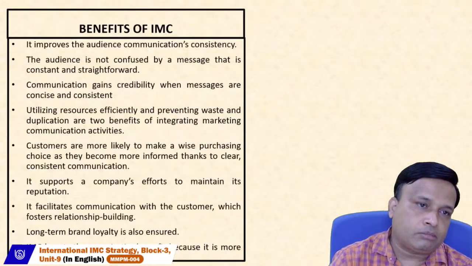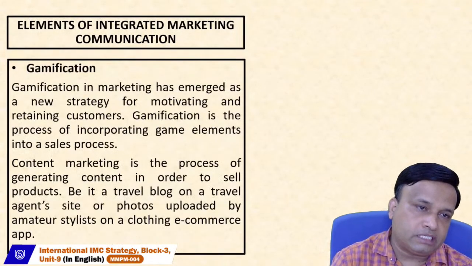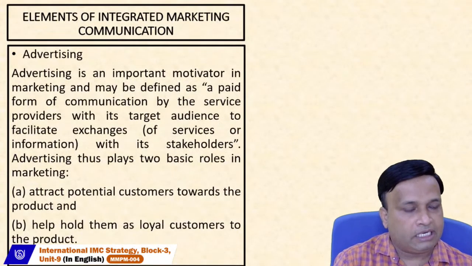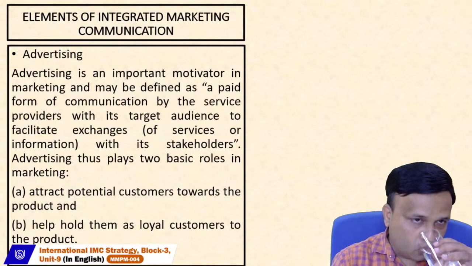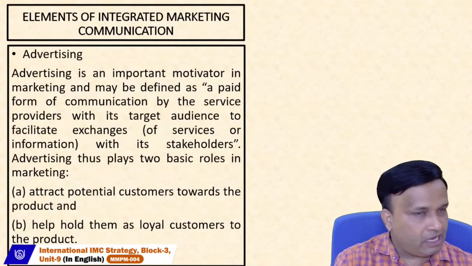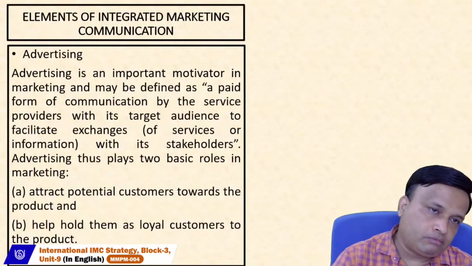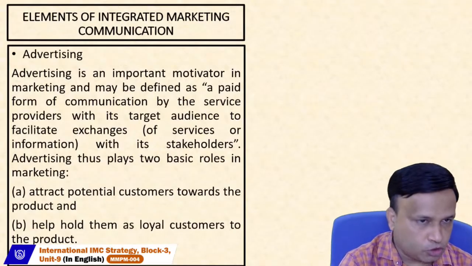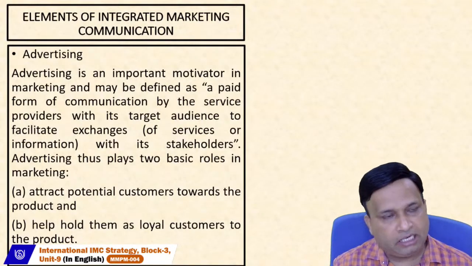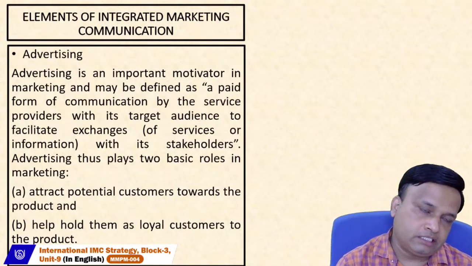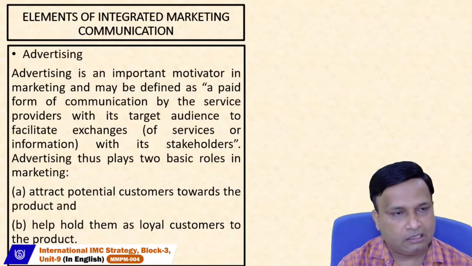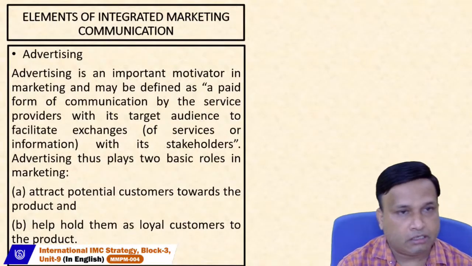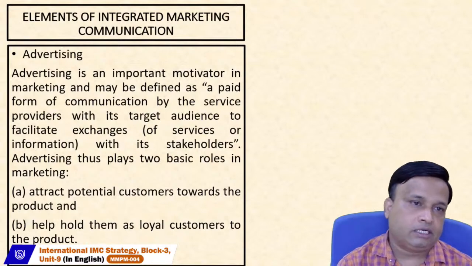So these are some of the elements of integrated marketing communications. The first one is advertising, a paid form of communication with a mass audience, where you have to identify the sponsor. The benefit is that a single advertisement can reach thousands or lakhs of customers, and it is interactive and engaging. But the question is that advertising is basically a costly affair.